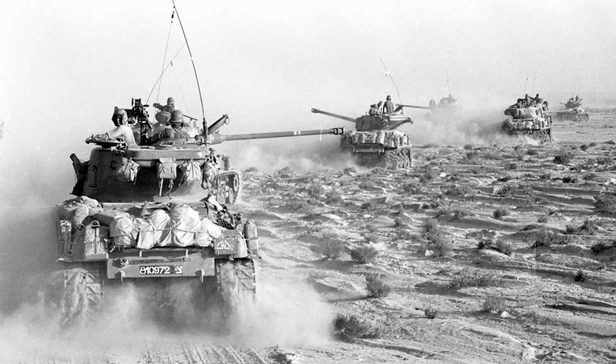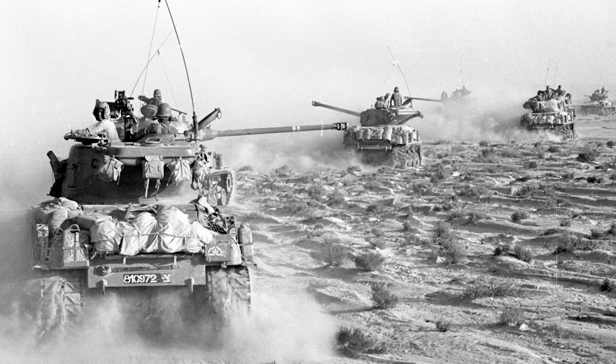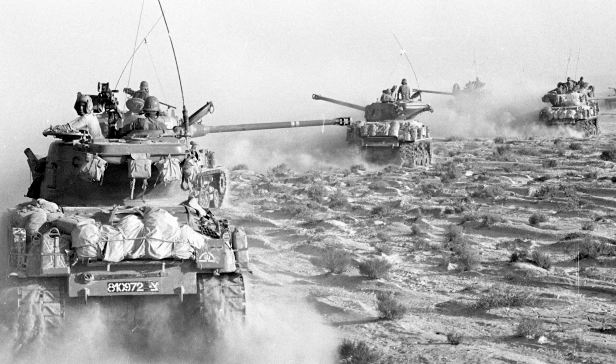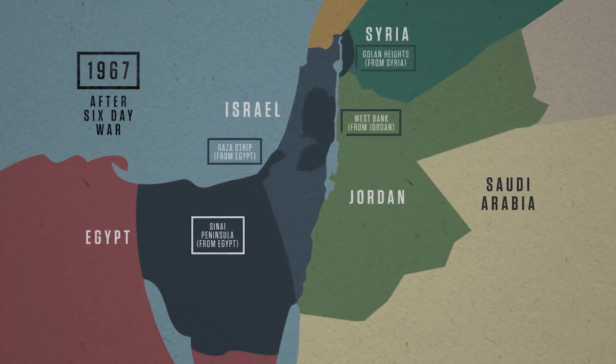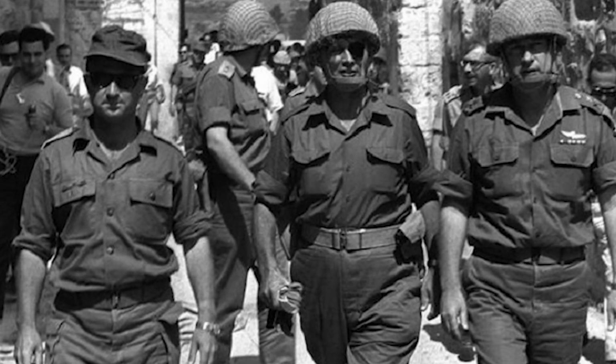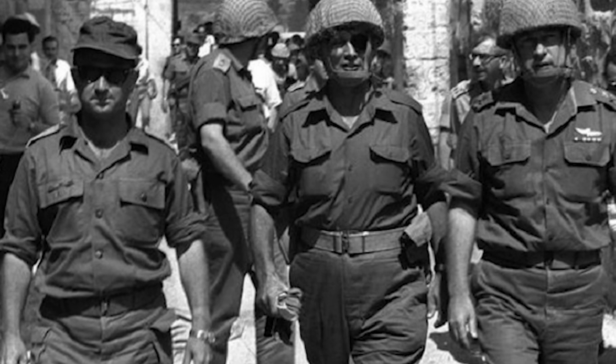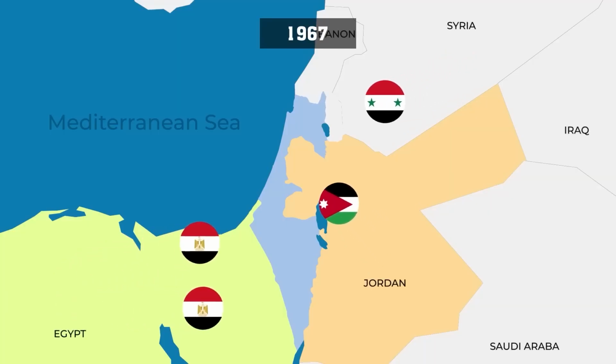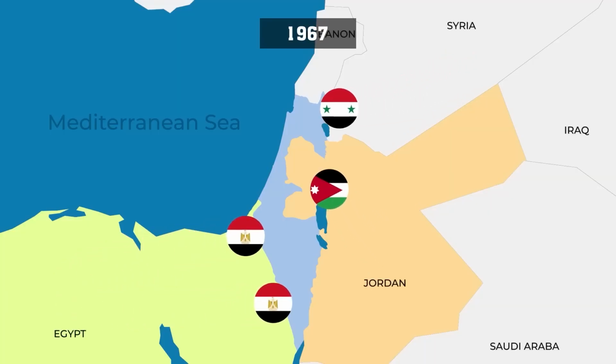In just 6 days, Israeli forces managed to conquer large swaths of territory, including the Sinai Peninsula, the Gaza Strip, the West Bank and East Jerusalem. This victory had a profound impact on the political geography of the region and marked a crucial moment in the history of the Israeli-Palestinian conflict.